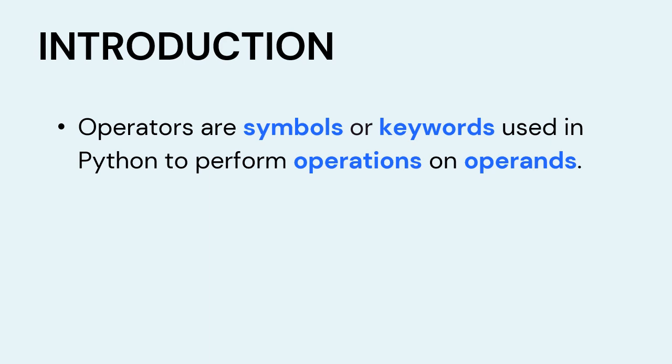First, we are going to start with an introduction to operators. In this slide, we are going to start this video with a basic introduction to what operators are. Operators are symbols or keywords that we use to perform operations on operands. Think of them as tools that help us manipulate values, make comparisons, and control the flow of our code.